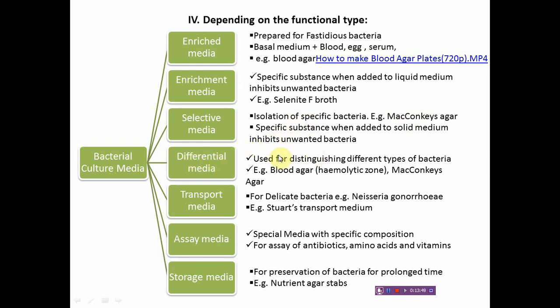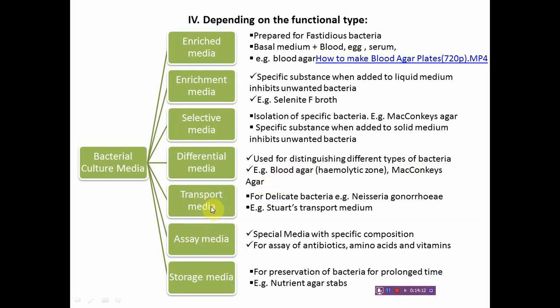Differential media are used for differentiation. This is used for distinguishing between the different varieties of bacterial cells. Blood agar is used for differentiation of hemolytic cells from the non-hemolytic cells. McConkey's agar is used for the differentiation of lactose fermenting coliform bacteria from the non-lactose fermenting bacteria.